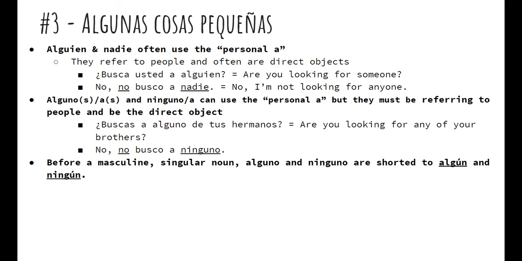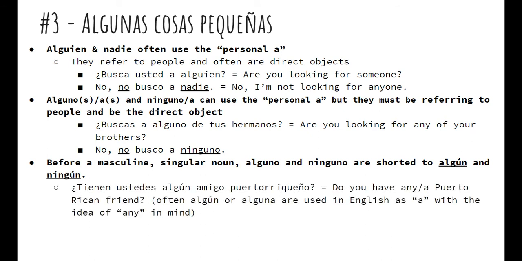Before a masculine singular noun, alguno and ninguno are shortened to algún and ningún respectively. So, ¿tienen ustedes algún amigo puertorriqueño? Do you have any Puerto Rican friend? Now, one thing to keep in mind here, often algún or alguna are used in English as a, with the idea of any in mind. So you'll see here probably in English a better translation than any would be a Puerto Rican friend.